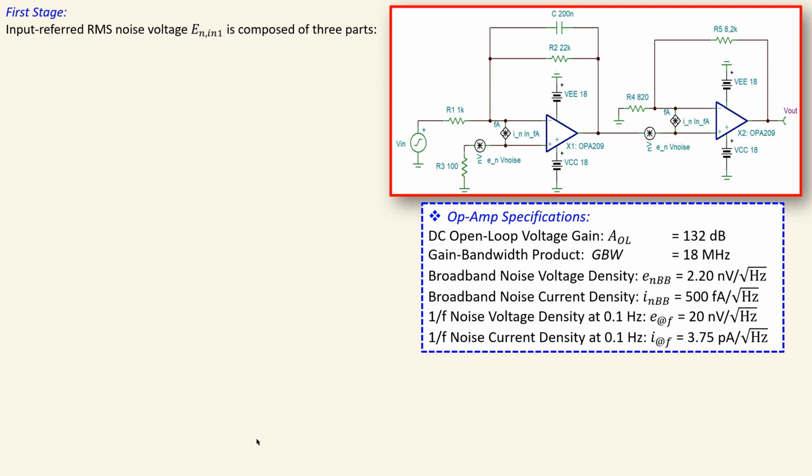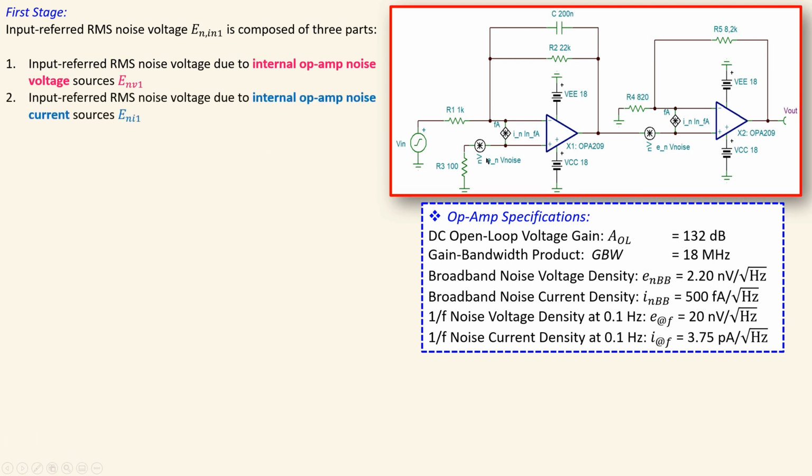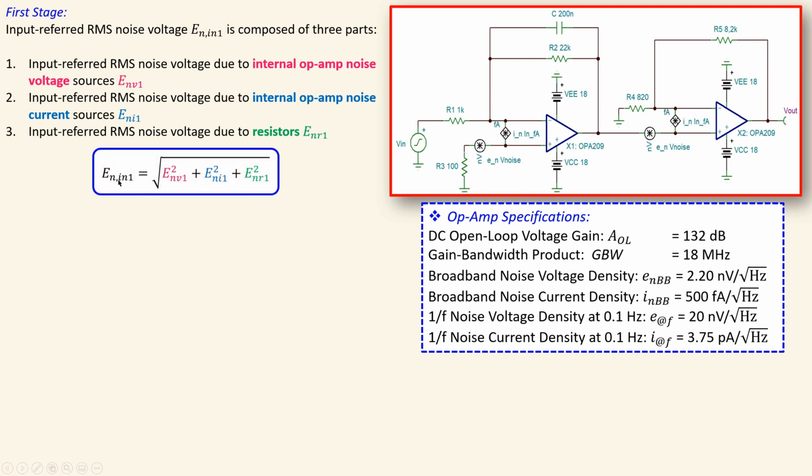Looking of course at the first stage only, we know the input referred RMS noise voltage has three parts. First, the noise due to the input noise voltage of the op-amp. Second, the noise due to the input noise current source of the op-amp. And third, the thermal noise due to the resistors in that first stage. Those three are combined again using root sum of squares, and you get the total result in this formula.